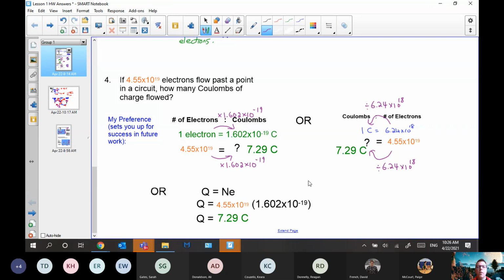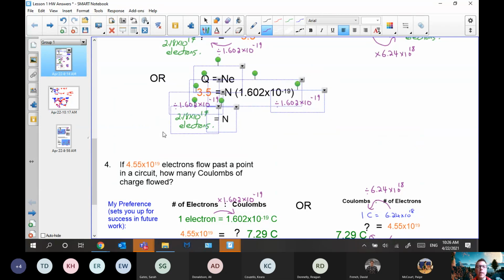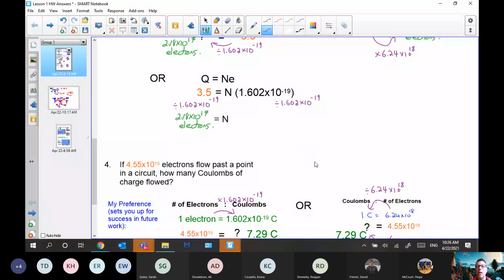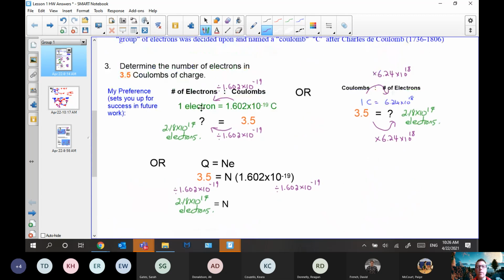Okay. So I get the draw of this, I do, because it's an equation. Boom, plug it in. You're justifying your work that way. But Q's and N's and E's don't necessarily mean something to you in the long run, whereas the idea that one electron is this many coulombs is a fundamental thing that deserves to stick in your mind more than a Q and an N and an E. Deal?